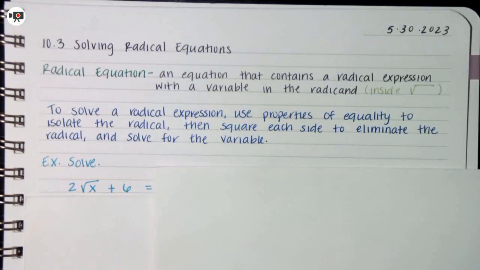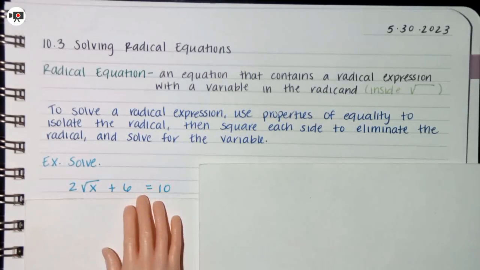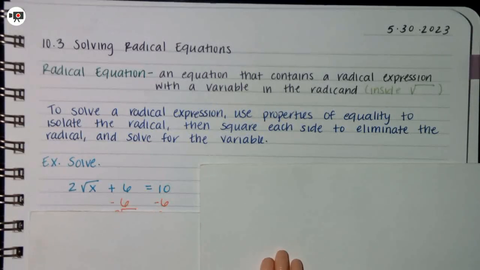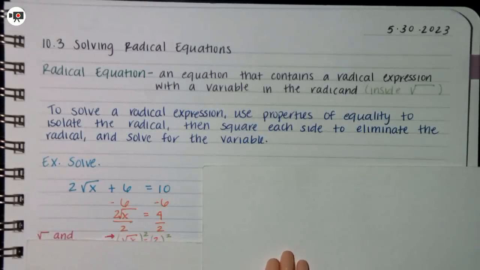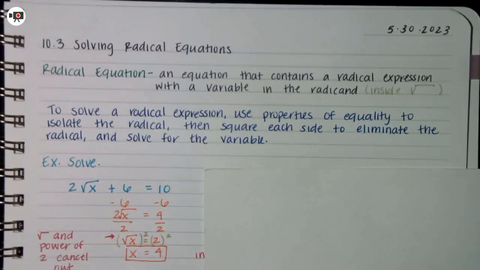So we are going to solve 2 square root x plus 6 equals 10. I'm working to get x by itself, so subtract 6 on each side. And then I have 2 square root x equals 4. Divide each side by 2. And then I get square root of x equals 2. To get rid of the square root, you square it. And what you do to one side, you have to do to the other. So you get x equals 4.